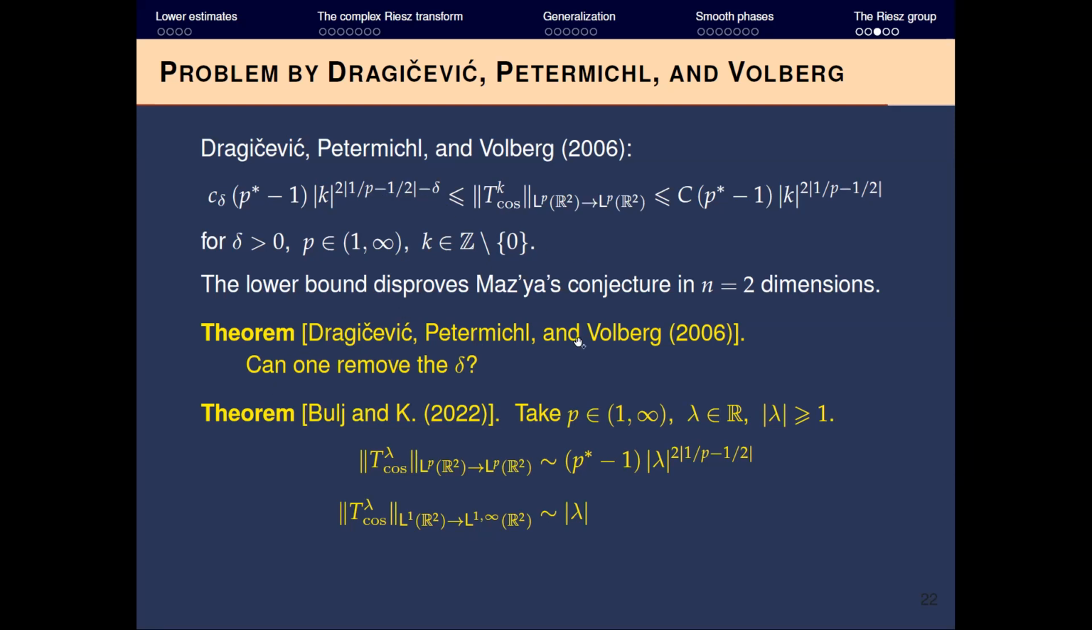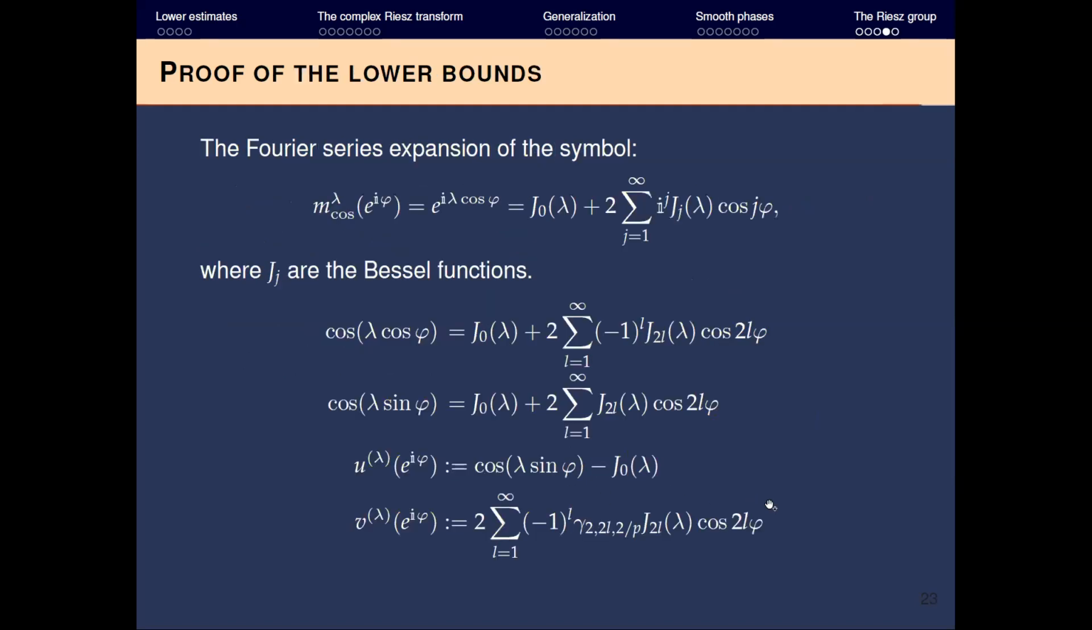However, Dragičević, Petermichl, and Volberg explicitly ask in their paper if one can remove this delta, right? Can you have sharp asymptotics without this delta? Because they suspected that this is doable, and this is what we actually achieve here. So we show that the asymptotics is just as you suspect, right? This is the sharp asymptotics, as you had in Maz'ya's problem, but again, this is a very special choice of the phase, right? We didn't say anything about this particular phase before. So how do you prove this?